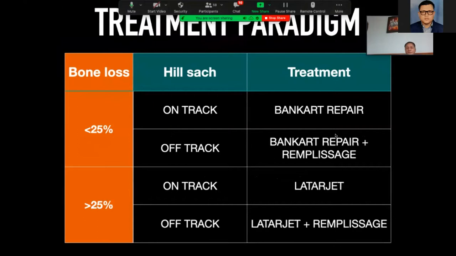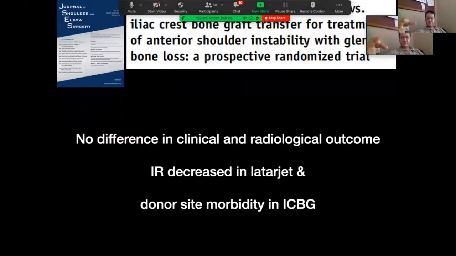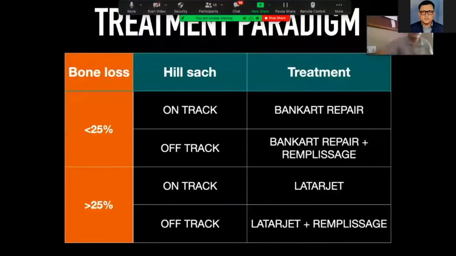Okay, absolutely. So ICBG, like you showed in this picture. Iliac crest bone graft and Latarjet have their own indications, right? But I would like to add one more indication for ICBG, that is a failed Latarjet. So that could also be one of the indications.